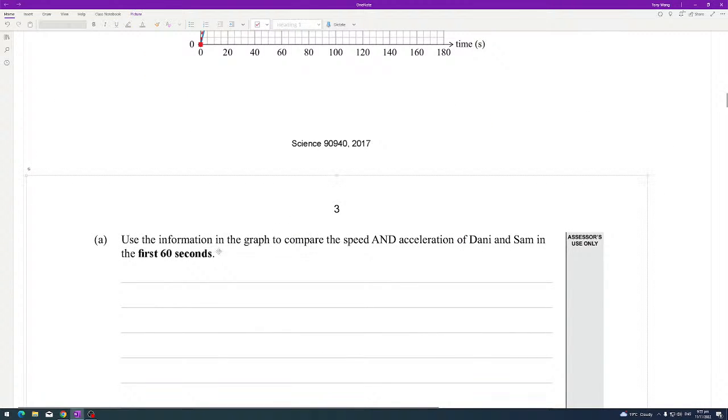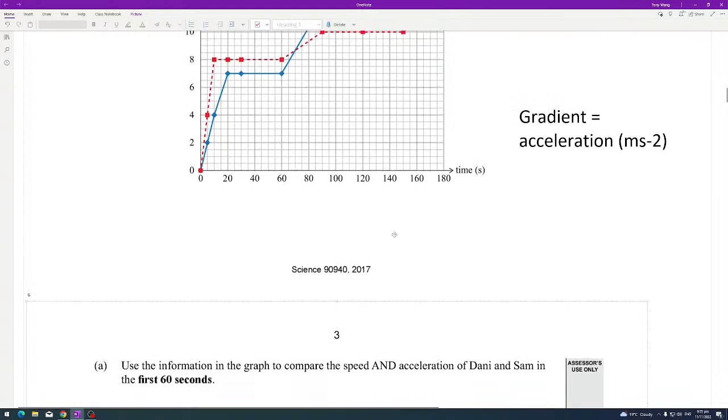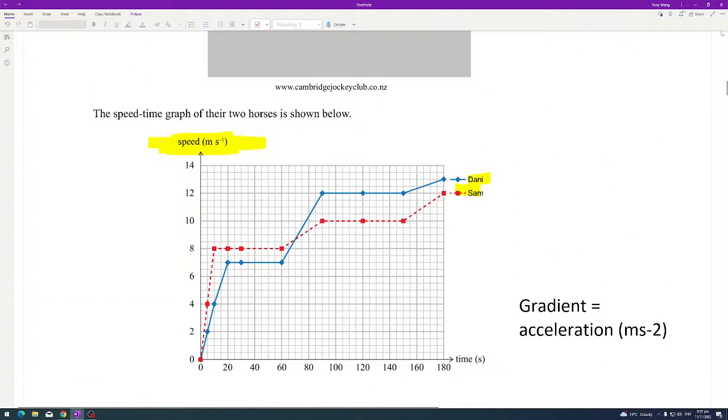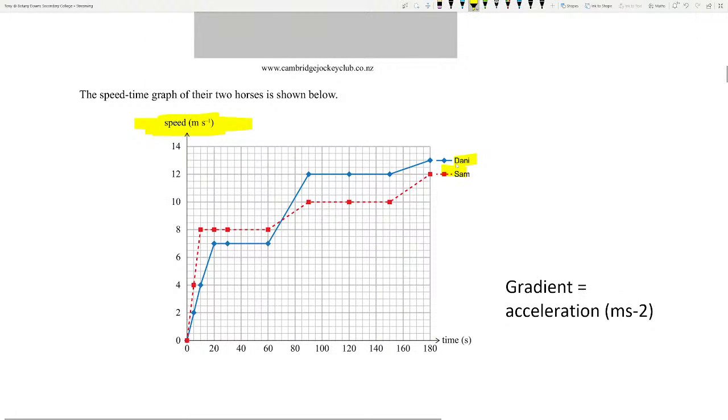So if we use the information in the graph to compare the speed and acceleration of Danny and Sam in the first 60 seconds, there's no calculation involved. You just need to compare them. So in this case, you just need to look at the graph. Let's look at Danny. Danny's the blue line. You can see here this graph is not as steep. So in the first 60 seconds, which is up to this line here, you can clearly see this line is not as steep, so the gradient is less. That means Danny has a lower acceleration. And then you can see Danny has a lower constant speed of 7 meters per second.